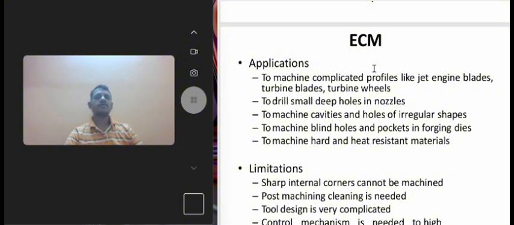Today we are going to see the applications of ECM. To machine complicated profiles like jet engine blades, turbine blades, turbine wheels, drilling small deep holes such as in nozzles, machining of cavities and holes of irregular shapes, machining of blind holes and pockets such as in forging dies, machining of odd materials and heat resistant materials.